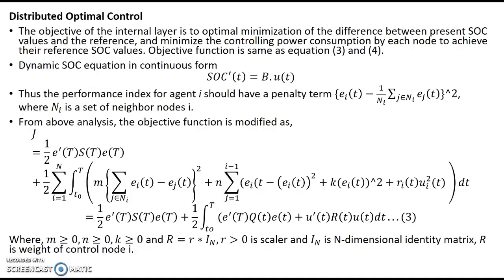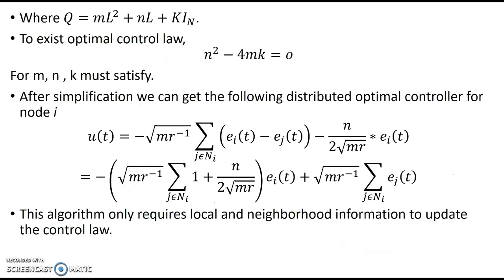From all this analysis we can find this long objective function, this first part and this second part, and finally this same and this second part as previous one. In this equation, m, n, k are all greater than or equal to 0, capital R is equal to small r, and small r is greater than or equal to 0 and is a scalar, and I_n is an n-dimensional identity matrix, r is a weight of the control variable, and q is ml square plus nl plus k.